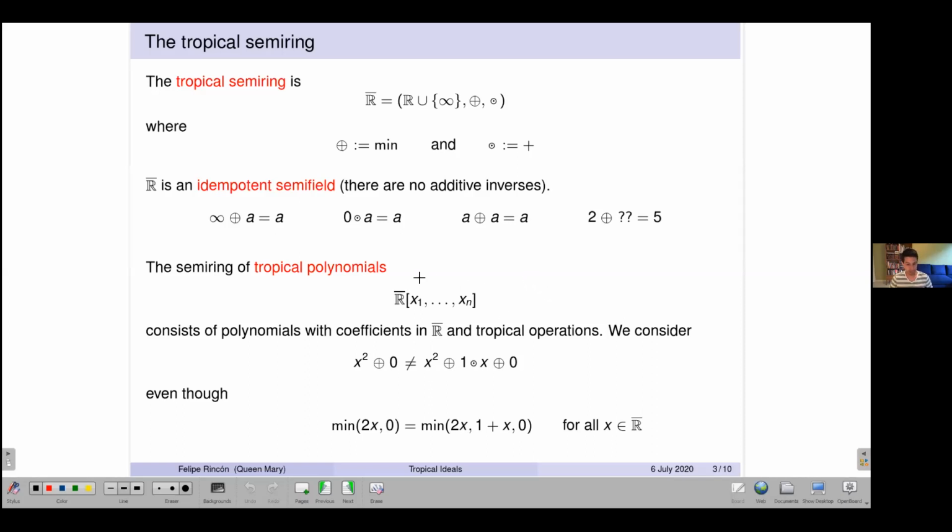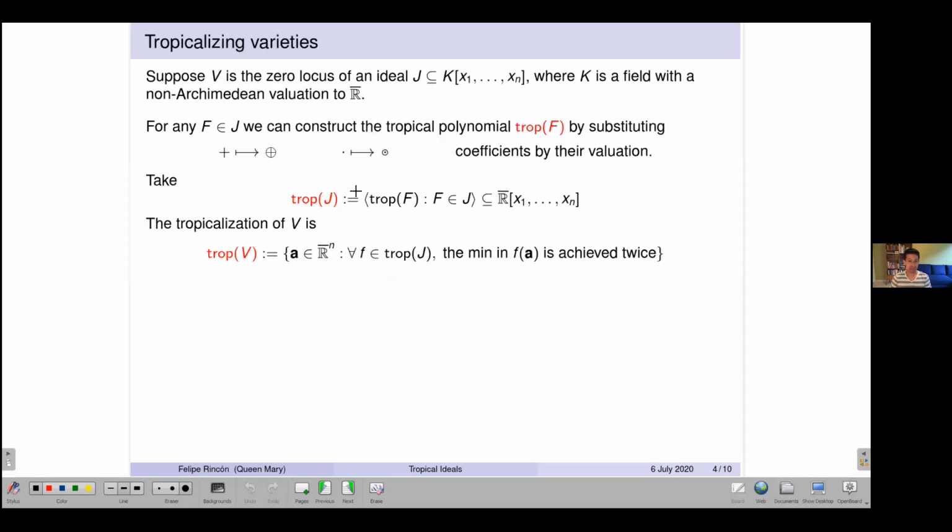This is a semiring, by the way, because you can tropically add polynomials, you can tropically multiply polynomials, and it satisfies all the properties of a semiring. Okay? And let me remind you how to tropicalize varieties, and say it in this way because this is going to guide us later. Suppose you want to tropicalize a variety V, and V is given by the zero locus of some classical ideal, some ideal in a polynomial ring over a field K.